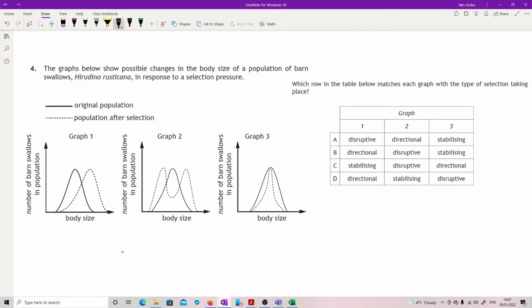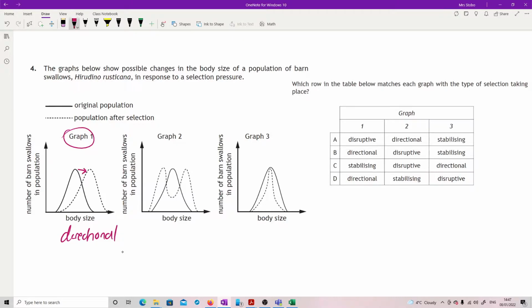Okay, the graphs below show possible changes in the body size of a population of barn swallows in response to a selection pressure. So your solid line is the original population and then the dotted line is after selection. Which row in the table below matches each graph with the type of selection taking place? Okay, so graph one. Graph one, I started on the solid and I have moved my entire dotted line up. This is directional because I have shifted in a direction.